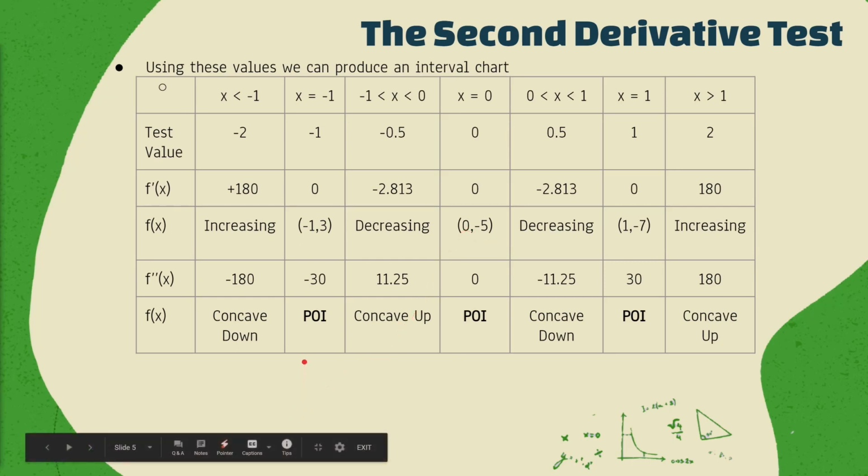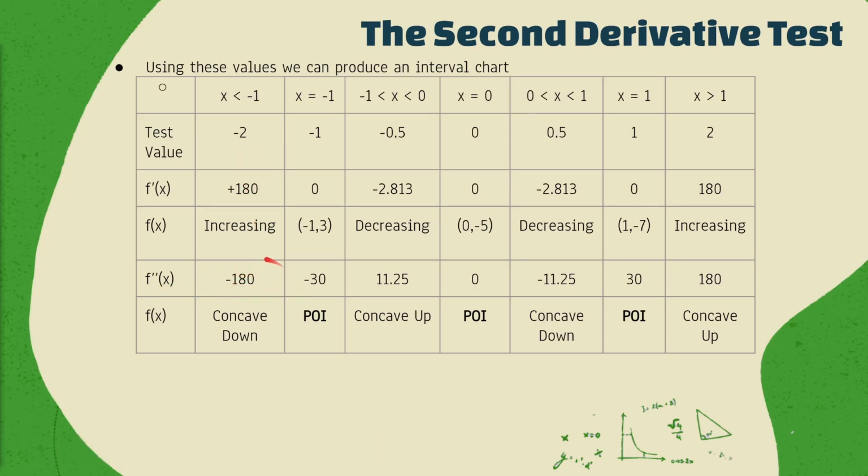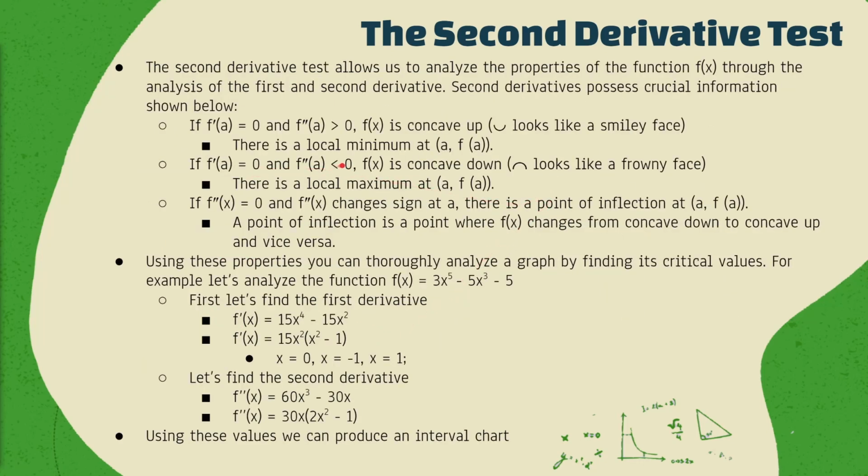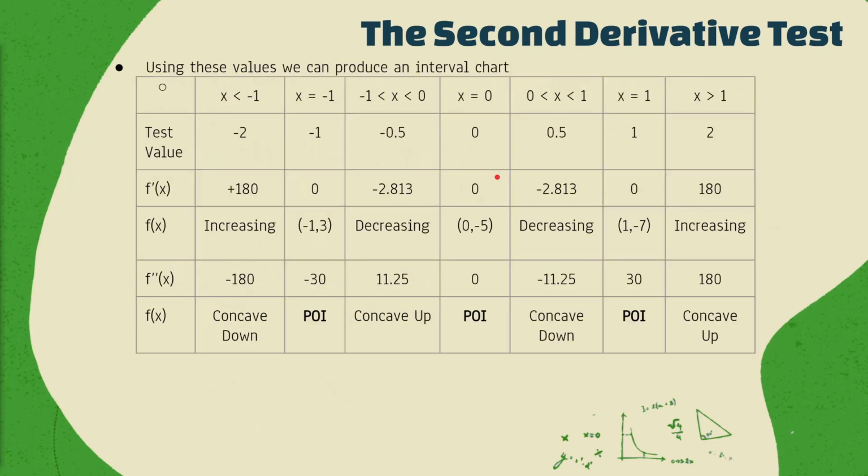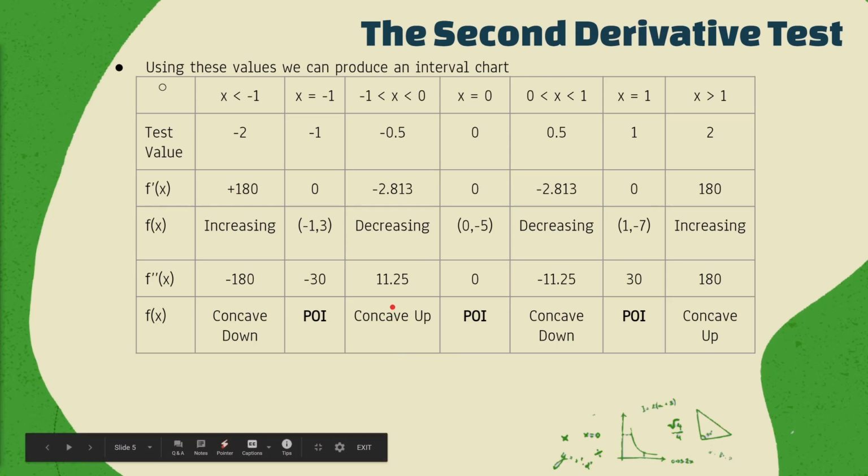So we start in the same way. We plug in negative 2 into f double prime of x, and this time we find out it's negative 180. Well, if it's negative 180, then it must be concave down, because remember from here, when it's less than 0, it looks like a frowny face, which is of course concave down. What we have here is 1125, so it's positive, therefore it's smiling, therefore it is concave up.